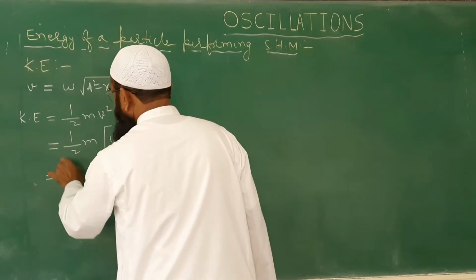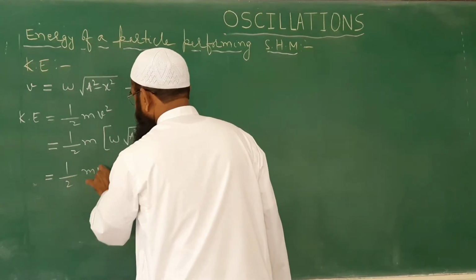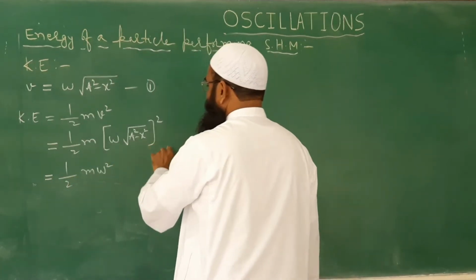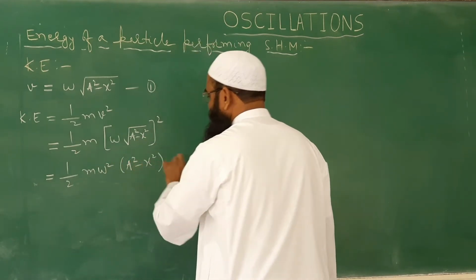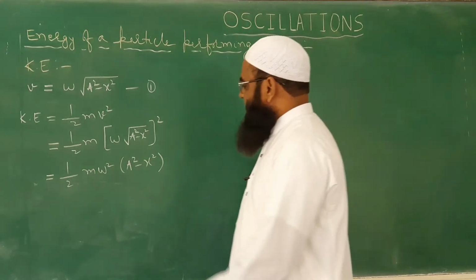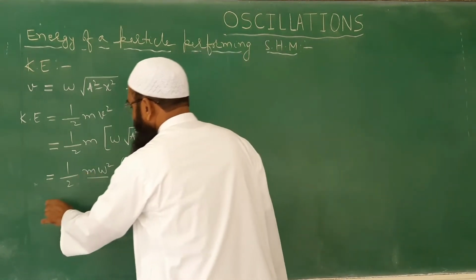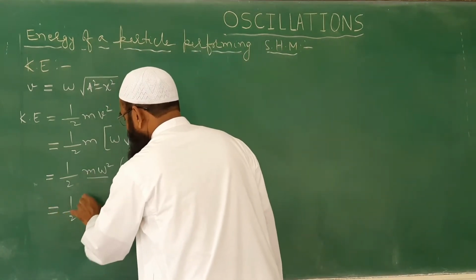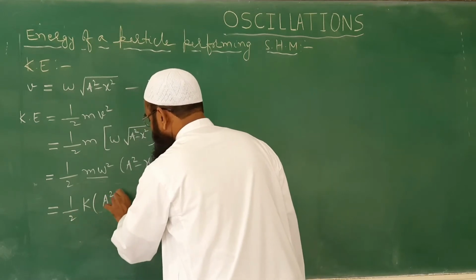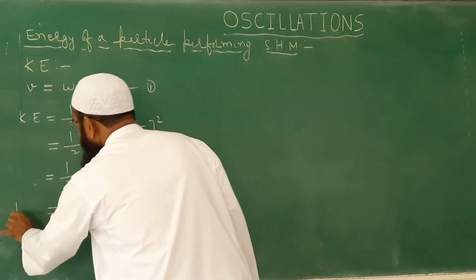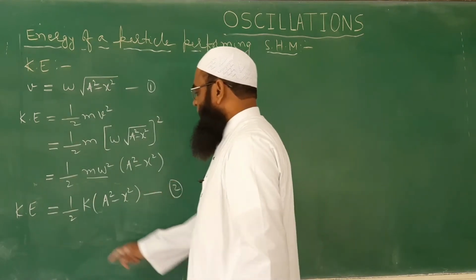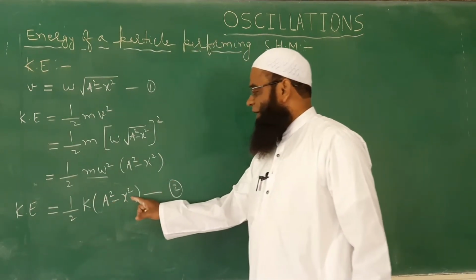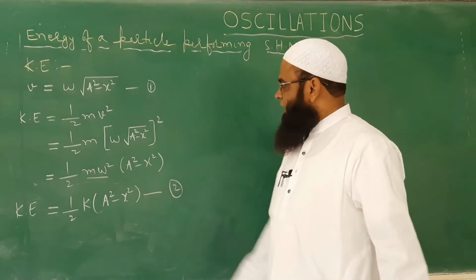So this equation will become half m omega square, and the square root will get cancelled, a square minus x square. Or in place of this m omega square, we can also write half k, a square minus x square. So kinetic energy, equation number 2, is half k times a square minus x square.